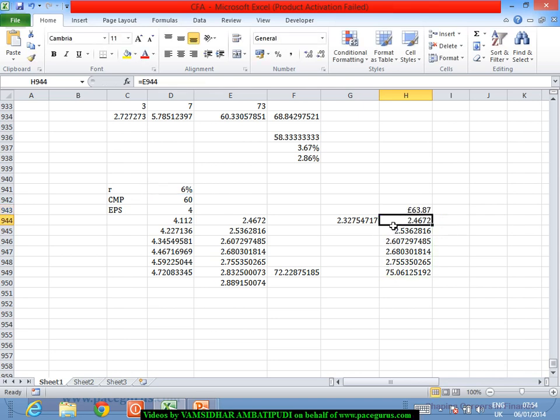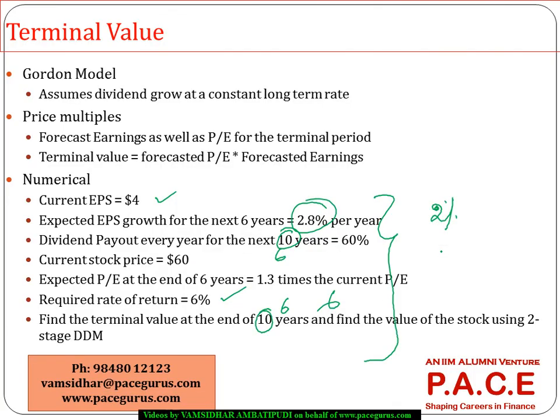Now I can use the NPV based on 6% interest rate with these cash flows. I arrive at the value of the firm, which right now is somewhere around $63.87. If I am assuming that the current EPS is $4 and I expect it will grow at the rate of 2.8% for the next 6 years, and after that at the rate of 2% per year for an infinite period, then from the 7th year onwards there is a constant growth of 2% for infinity.